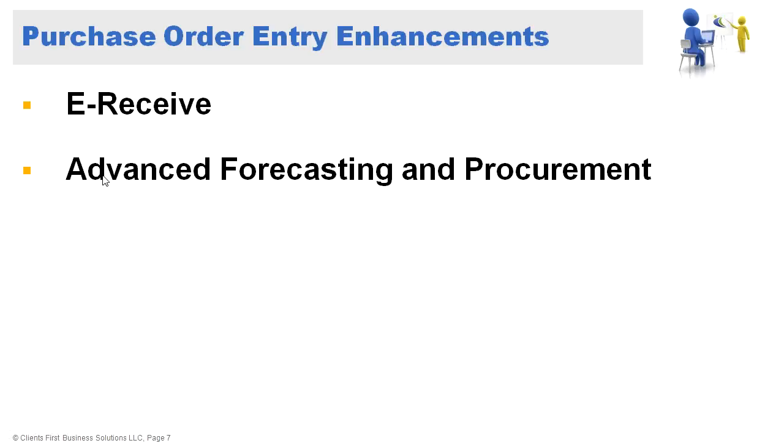Advanced forecasting and procurement takes the requisition system to the next level. I had said that the requisition system uses static controls. It utilizes the min, the max, the reorder point that we set up on each item or on each stock keeping unit card. Advanced forecasting and procurement will consider usage for items, collaborative data from customers, customer-specific history.